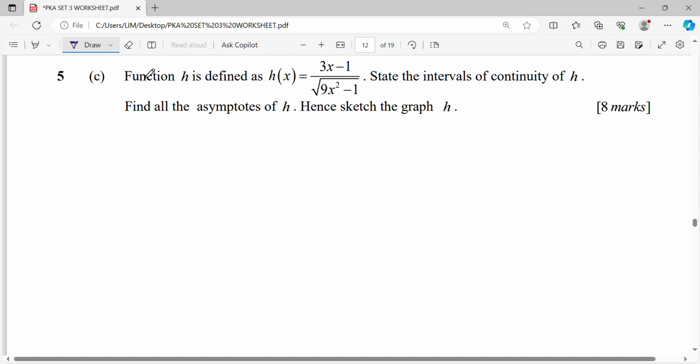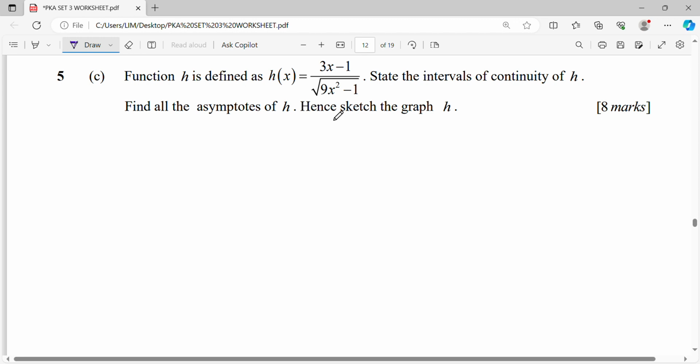So continue for these questions. Your function h given, state the continuity of your h. Find all the asymptote and sketch the graph. So firstly, we want to find the continuity, means we want to find the domain of the graph.